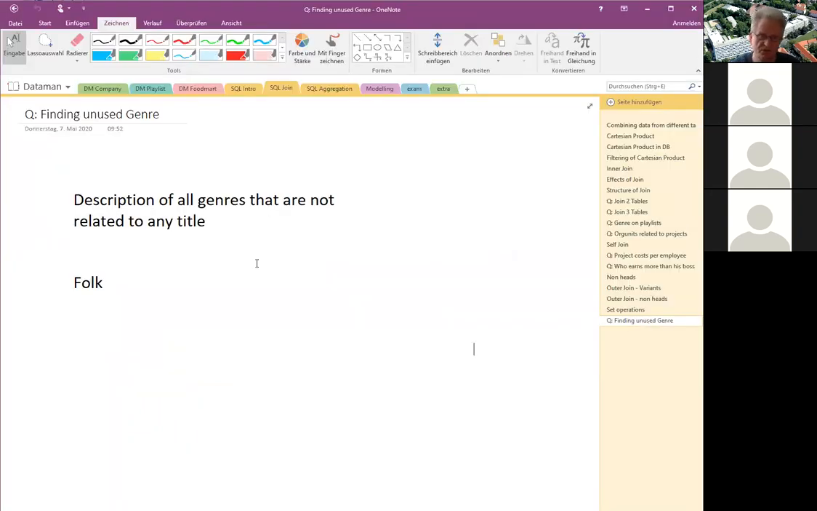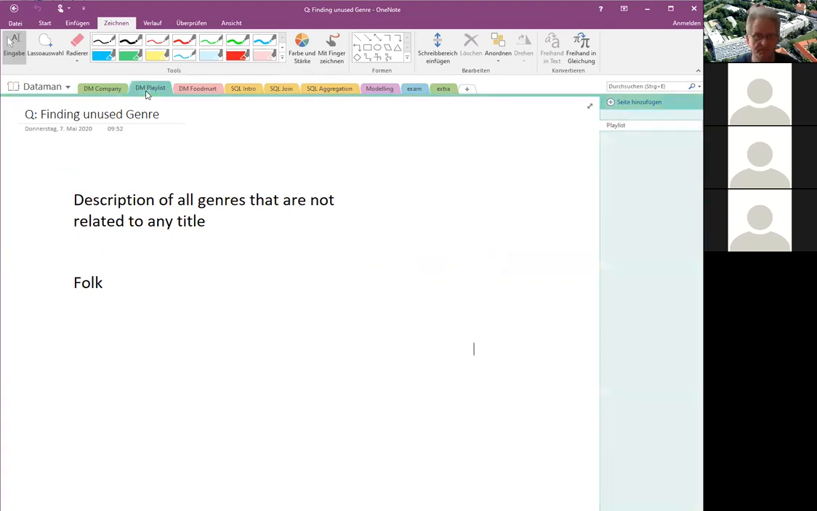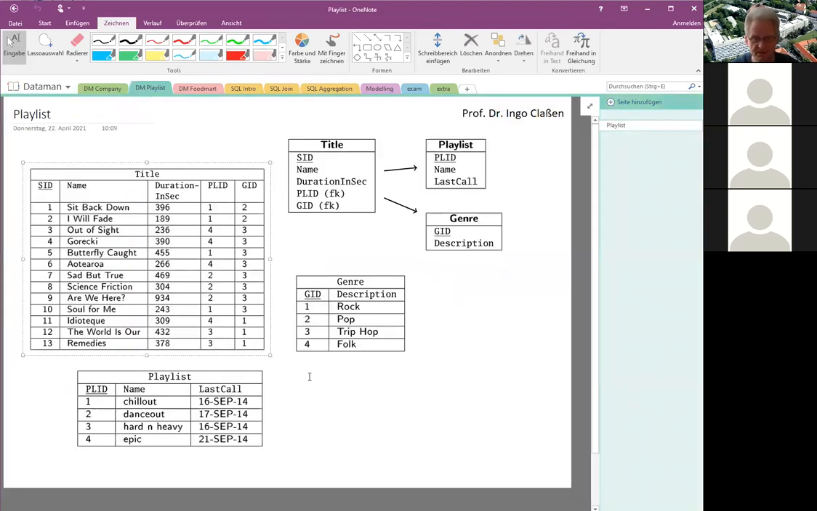Find all unused genres: the description of all genres that are not related to any title. And we know that folk is the only one. We see here folk has number 4, and 4 is not connected here to anyone. So please try to build that.